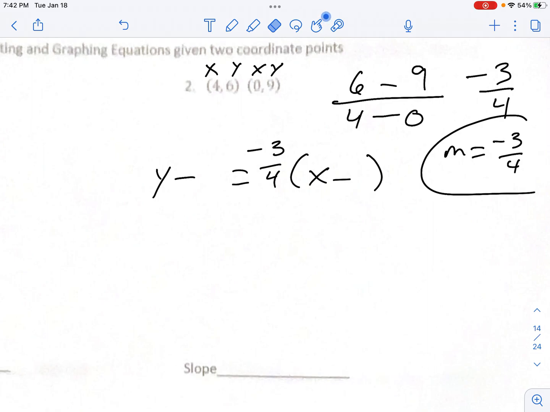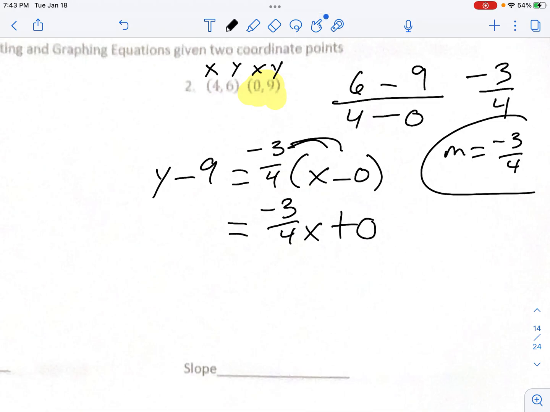Now we get to choose our points. I'm probably going to go with this one. Gosh, trying to hit the highlighter. There we go. Probably go with that one because the 0 is a smaller number, so it's going to be easier math. So x by the x, y by the y, and then we've already put the slope in the middle. So we get negative 3 over 4 times x, which is negative 3 over 4x. Negative 3 over 4 times 0 is 0.